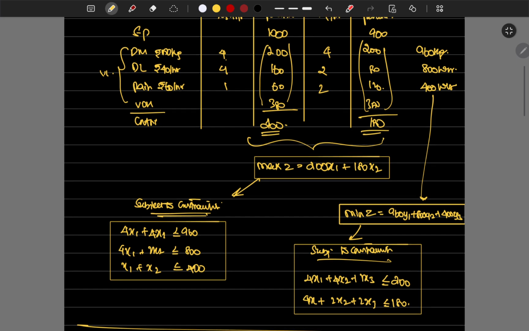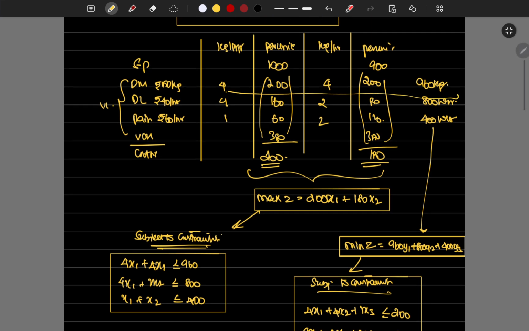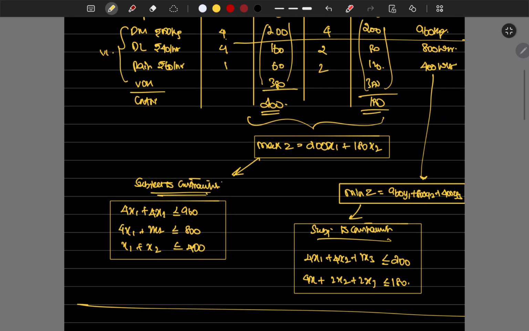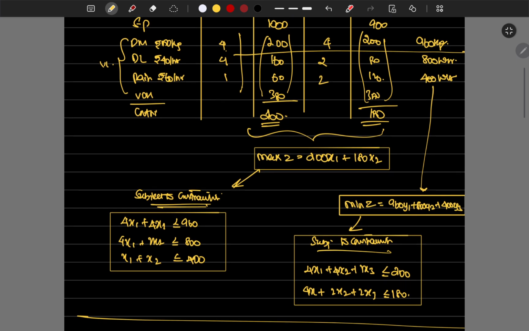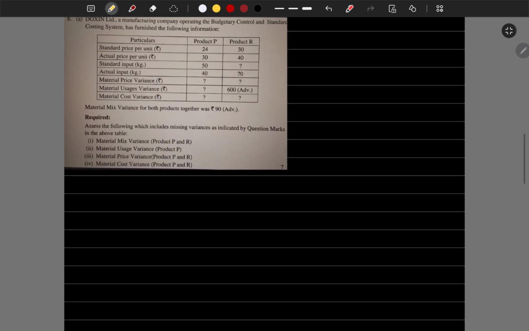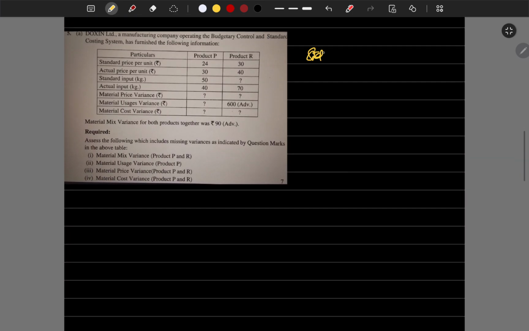That's it. Okay, the thing is, when we are maximizing the contribution, our constraint will be horizontal, like this. When we are trying to reduce the minimization of cost, then our scope of constraint will shrink to this. Okay, so this is one thing we have to understand. And then we have a standard costing problem.